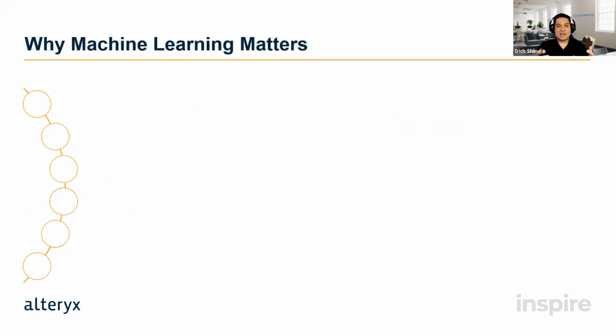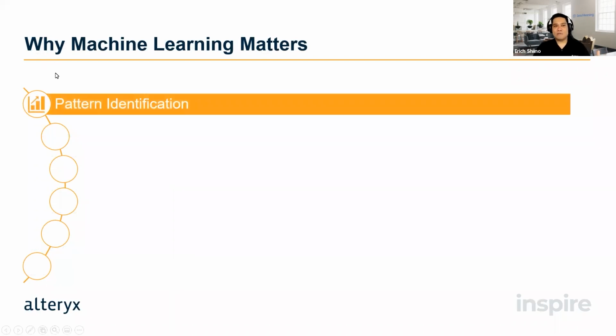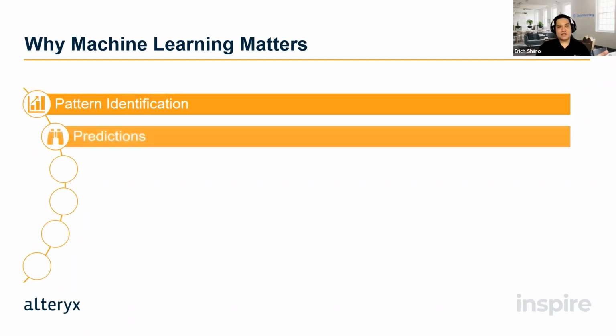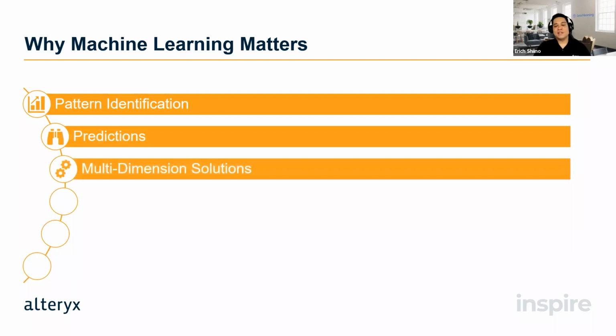And the next step is why it matters. Given those different models, we can do pattern identification. So we're going to get a better understanding of the present. We can understand our clients. We can create some very useful segmentations, for example, and then we can take a look at the future with predictions. We can create more robust multi-dimension solutions.